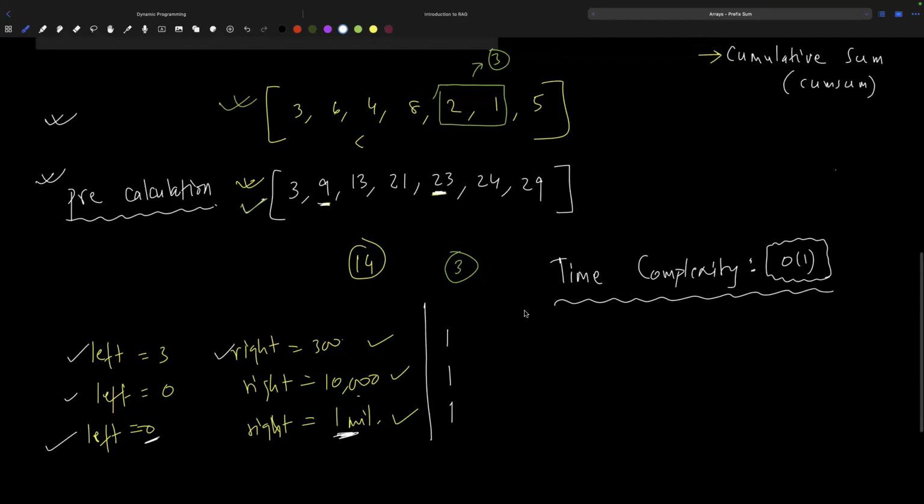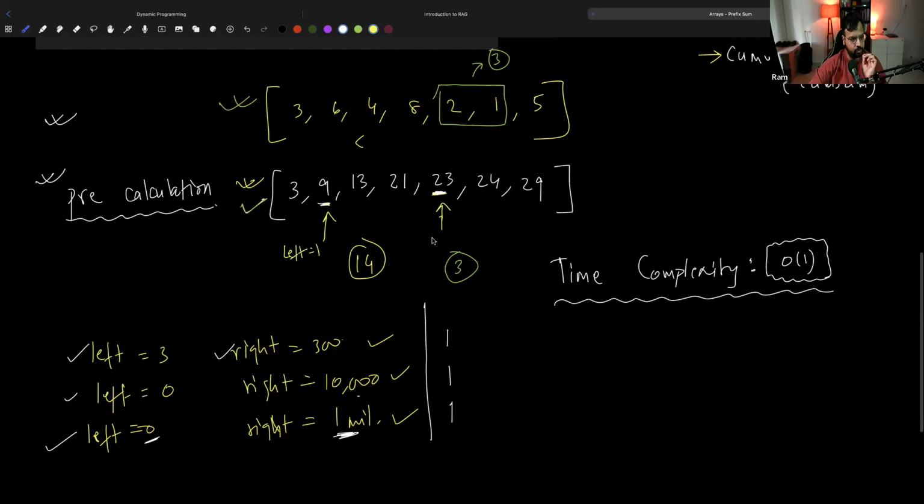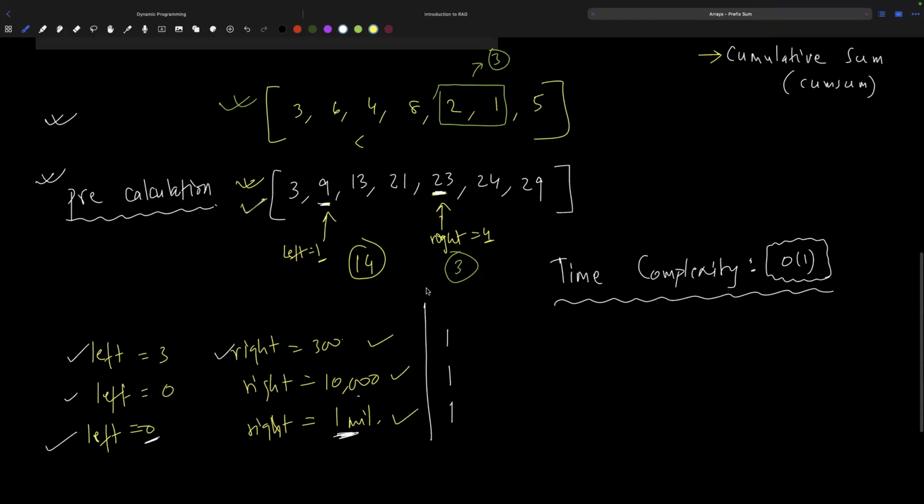The pre-calculation array: 3 plus 6 is 9, 9 plus 4 is 13, and so on. You will be having one index, left is equal to 1, and here right is equal to 4, in indices 0, 1, 2, 3, 4. So you have to do 4 minus 1, meaning prefix sum of 4 minus prefix sum of 1. That you have to do. Oh, okay, got it. In an array, you can access an element in constant time.